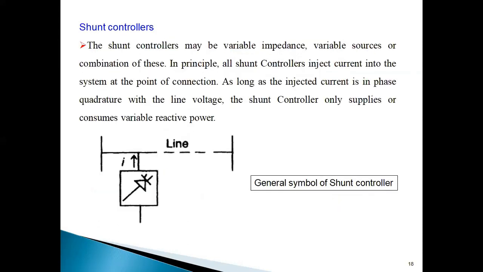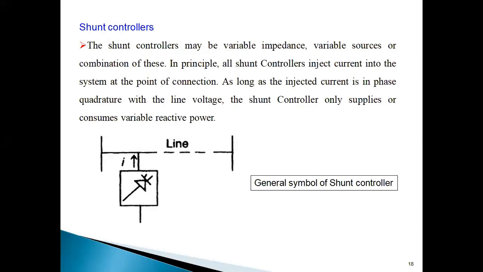And the shunt controller, I told you, will act as a current source. Once again, it may be a variable impedance type, for example SVC, or a variable source type, STATCOM, or it can be a combination of both. All shunt controllers will inject current into the system at the point of connection. We call it the PCC, the point of common coupling. Wherever it is connected, it will try to inject.